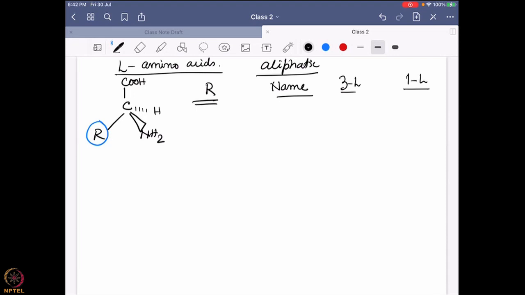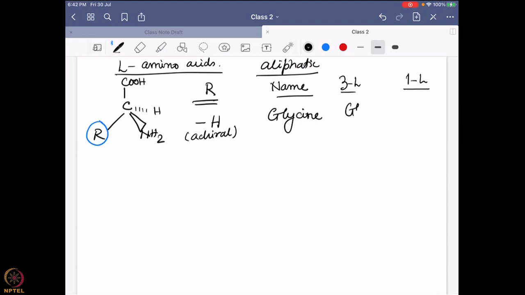So the first example of that is when R is equal to nothing but a hydrogen. Now you can imagine if I put a hydrogen in the place of R, that is not going to be a chiral molecule anymore, because it is going to have a sigma plane going through that carboxylic acid group, carbon and NH2 plane. So that is the only achiral amino acid. And the name of this amino acid is glycine.